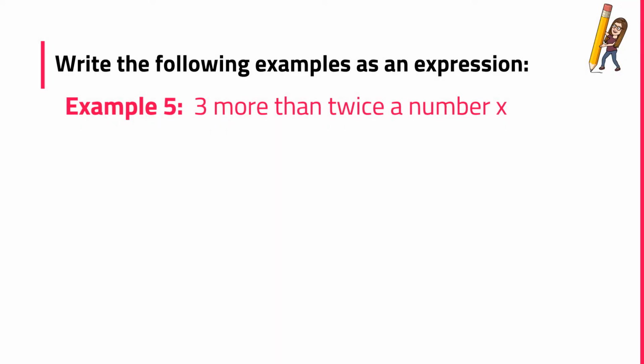Now let's add another step to it. 3 more than twice a number x. We have 2 operations here. Let's break this down. I see 3 and I see x. But I also see twice. What does twice mean? That means there's going to be a 2 involved, right?